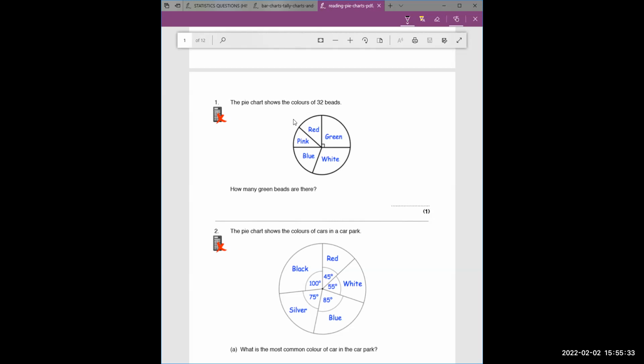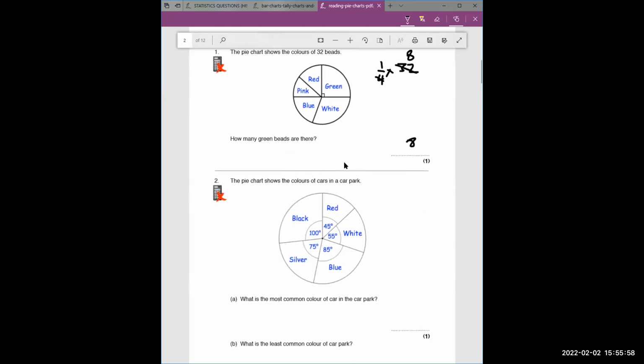So it says the pie chart shows the colors of 32 beads. How many green beads are there? Answer the first one. Very good. A quarter of 32, because that's 90 degrees out of 360 for a circle. So 8. All right, second one, go ahead.